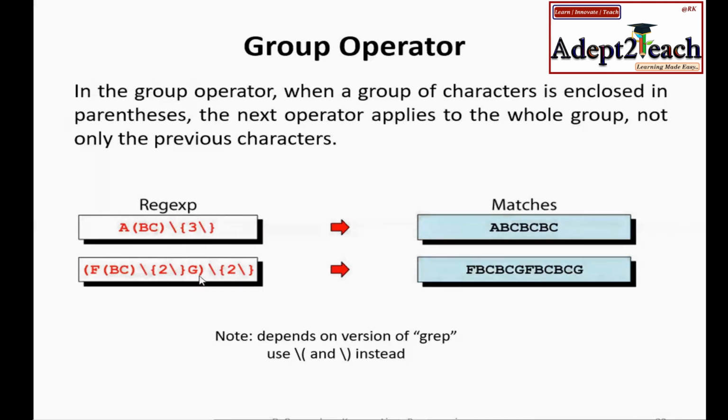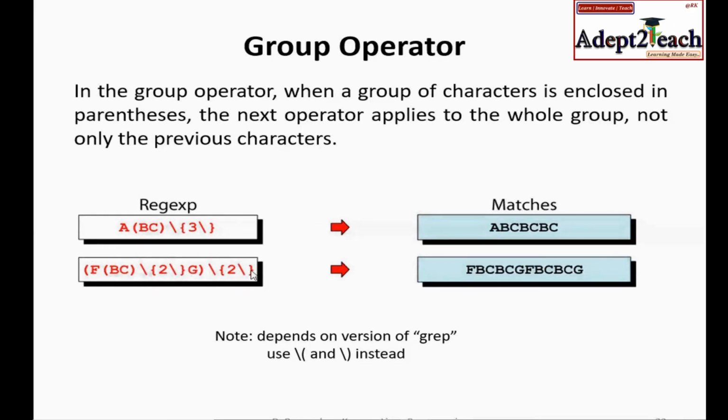I'm now making another type of pattern. So my first letter should be F, my last letter should be G. In between, BC should be repeated 2 times. So my first pattern match will be F, BC, BC and G. Here my pattern matches, so this is one occurrence of the pattern. This pattern should be repeated 2 times. So the first pattern will be F, B, C, B, C, G, then again F, B, C, B, C, G.